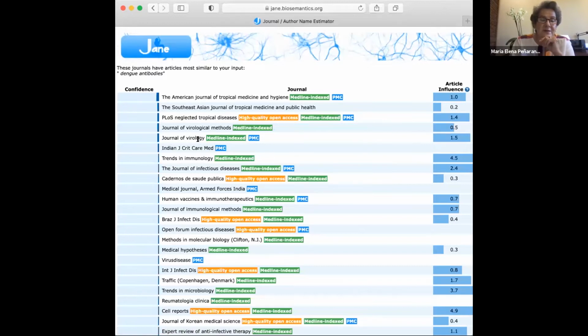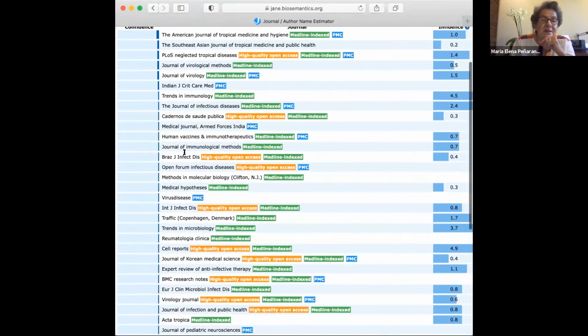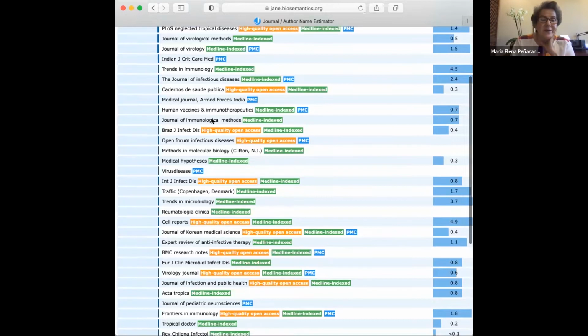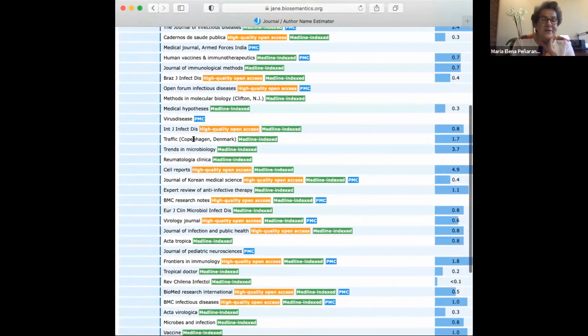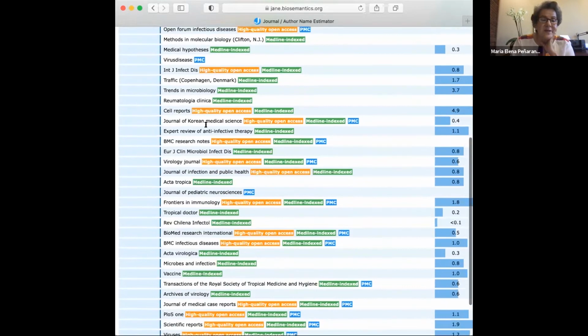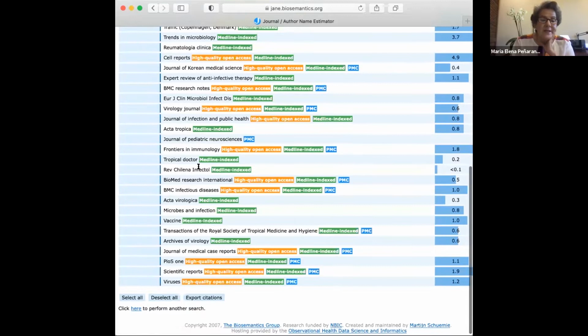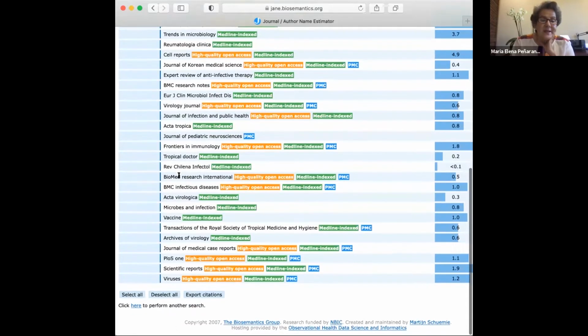Journal of Virology is a Journal of Virology, but you have the Indian Critical Care Medical Journal, Trends in Immunology, for example, if it's highly immunology, or if it's infectious diseases. Here's one, Cuadernos de Salud Pública, looks in Spanish. It's open access too. Human Vaccines. So you have all sorts of journals, Journal of Infectious Diseases and Trends in Microbiology, Cell Reports, Revista Chilena de Infectología from Chile, many others.